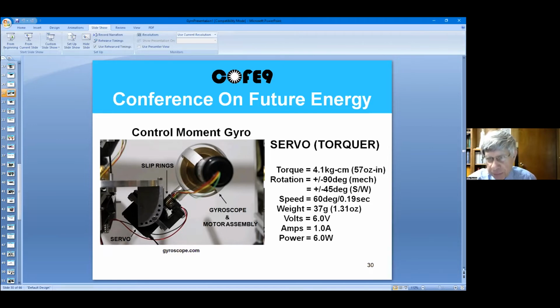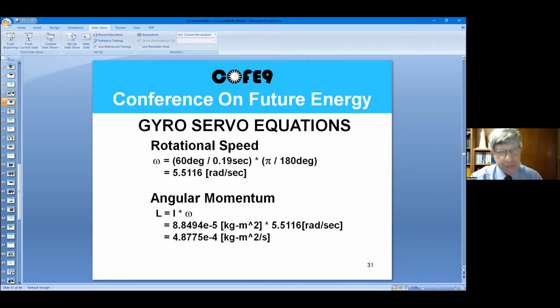So then we go down, we pretty much run the same set of numbers one more time. First one is rotational speed. You take your 60 degrees divided by 0.19 seconds, convert that to radians, and you get 5.5116 radians per second. And then you go for angular momentum, which is the inertia times the omega, and the inertia is 8.849. That was already calculated. Then we times it by the 5.516 omega, and you get 4.8775 e to the minus 4 kilogram meter squared per second.